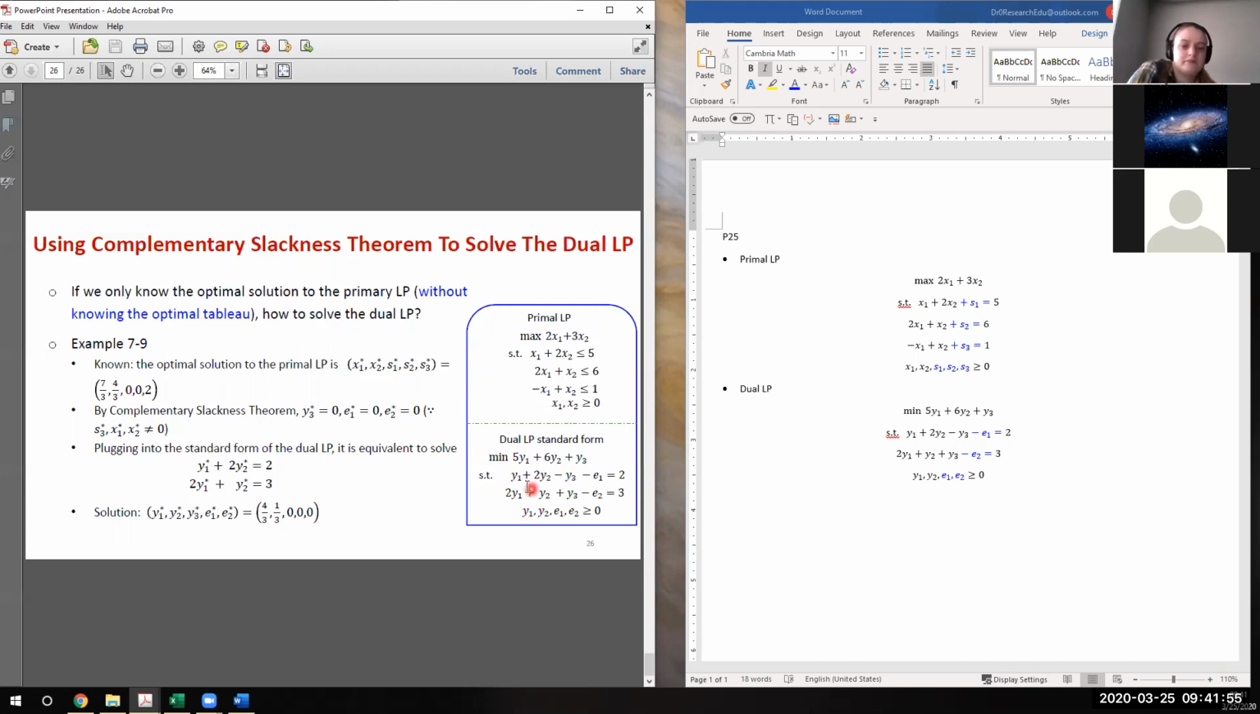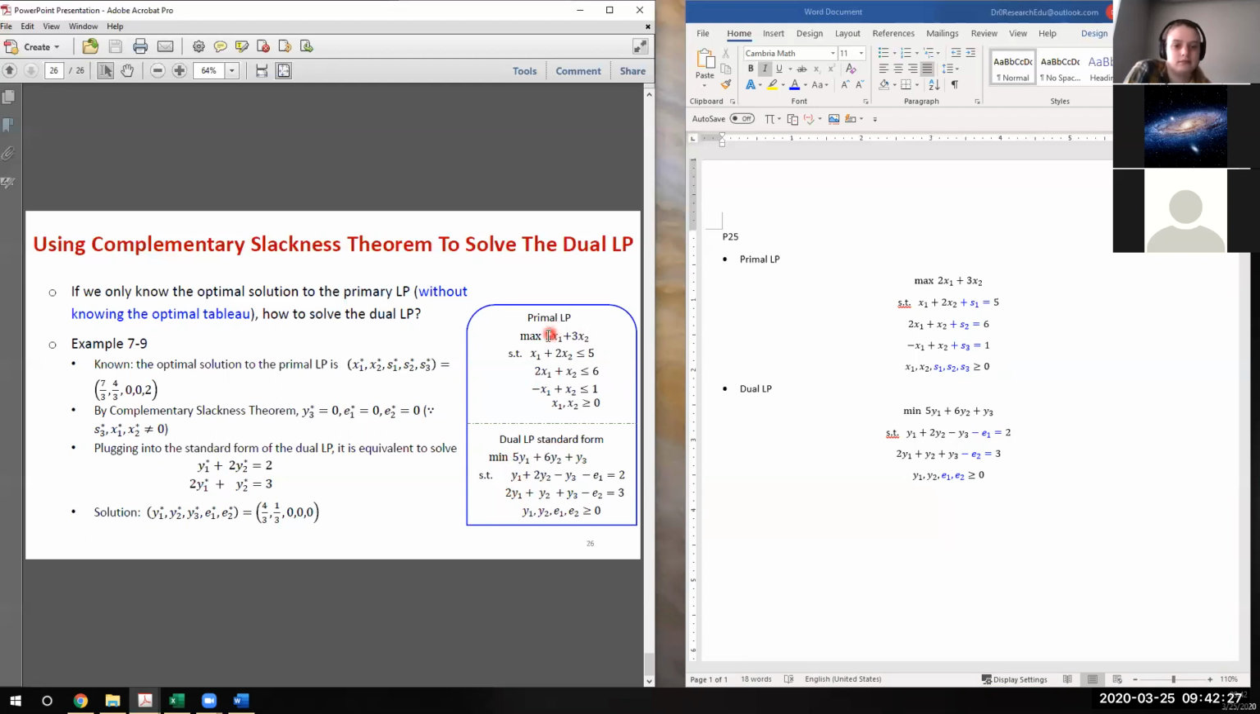First of all, what is the optimal value to the dual problem? This is very easy. Why? By the strong duality theorem, the optimal value of this problem should be equal to the optimal value of this problem. So you just need to substitute x1 equal to 7/3, x2 equal to 4/3 into this objective function. Then you can get the optimal value equal to 26/3, which should be the same as this one, right?